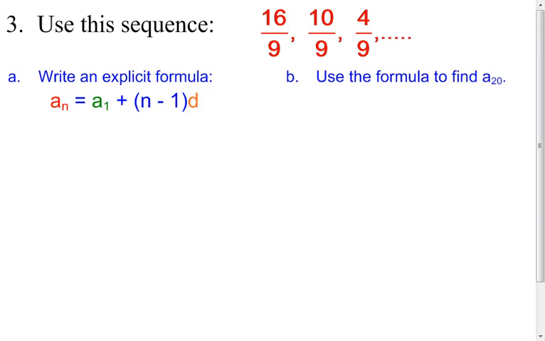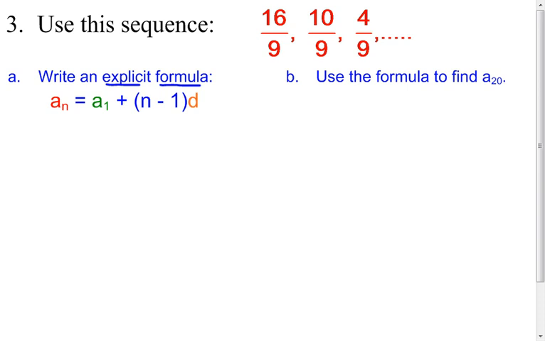So here's another sequence. This time I want you to notice that I have fractions, and you're going to get fractions, so you're going to have to get used to that. What I want to do is write the formula that will generate this sequence. And that's what I mean when I say use the explicit formula. That's what we're doing in part A here. We're going to write the formula that will generate this sequence.